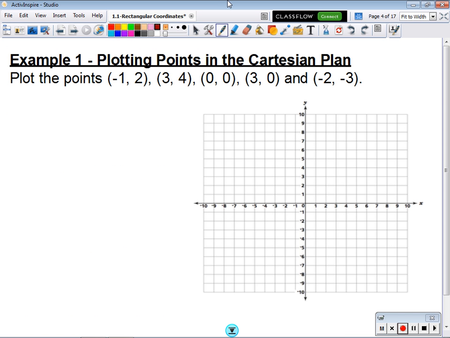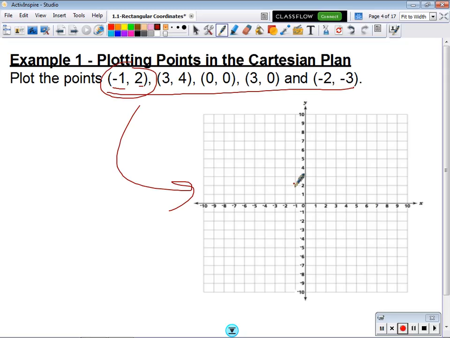So the first example here, we're just talking about doing some point plotting. So I'm going to take each of these 5 points and I'm just going to put them all on the same graph here. So the first point, (-1, 2). Keep in mind, I'm going to start at the origin and I'm going to go 1 to the left, since that's a negative 1, and then up 2. So that first point is going to be right about here.